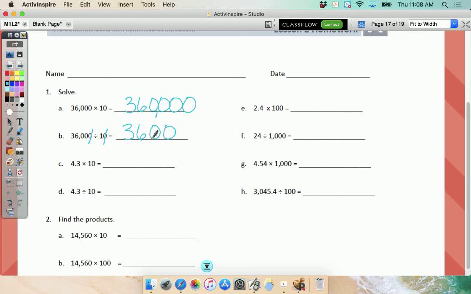So 1, 2, 3, comma. Remember that little 1,000 trick? 3,600. Okay? It's like the comma, it's like the wood. Okay, go to the next one.